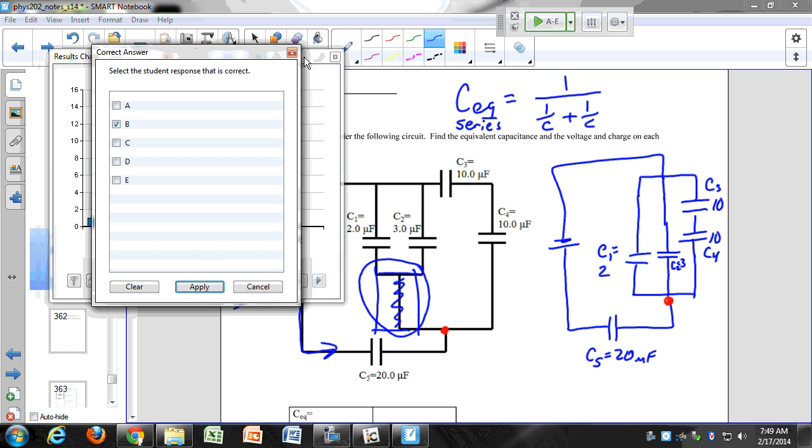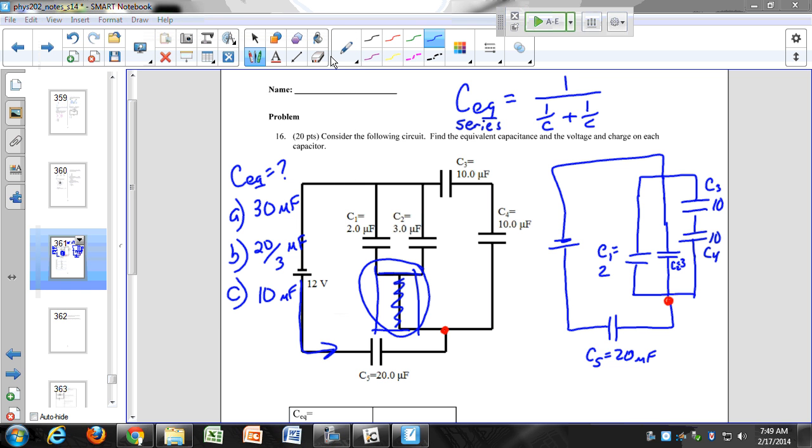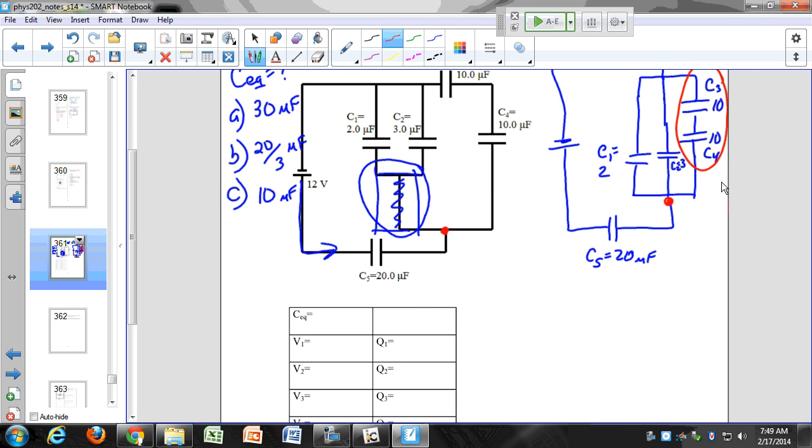That was good. B is the right answer. Let me show you. So just pause for a minute. I first combine these two, and that gives me 1 over 10 plus 1 over 10. So that gives me a what? 5, right? So I can redraw this, and I find it useful to redraw the whole circuit.